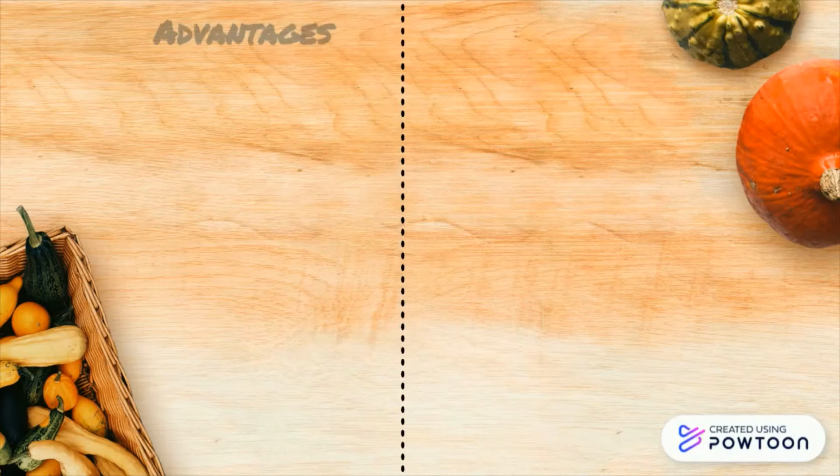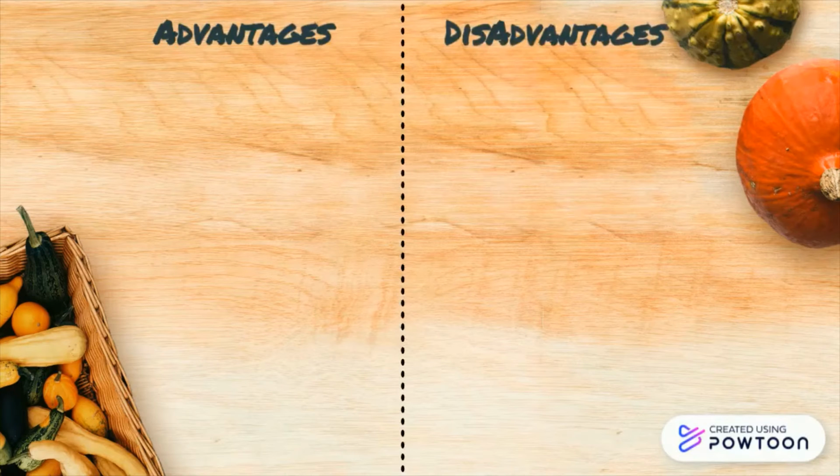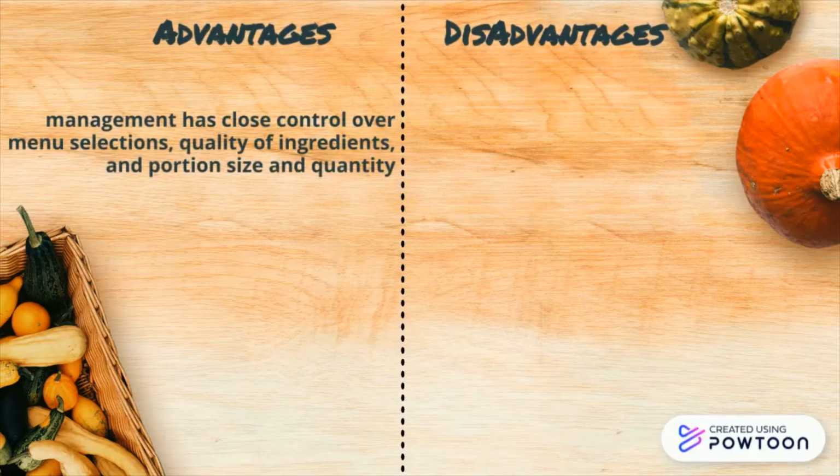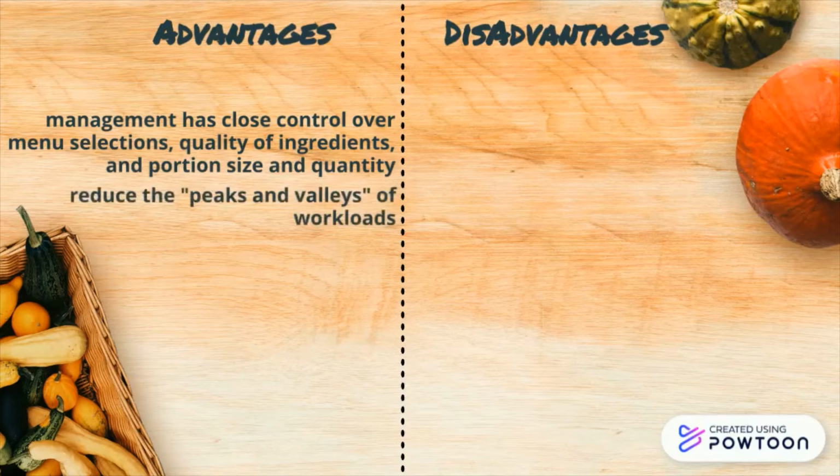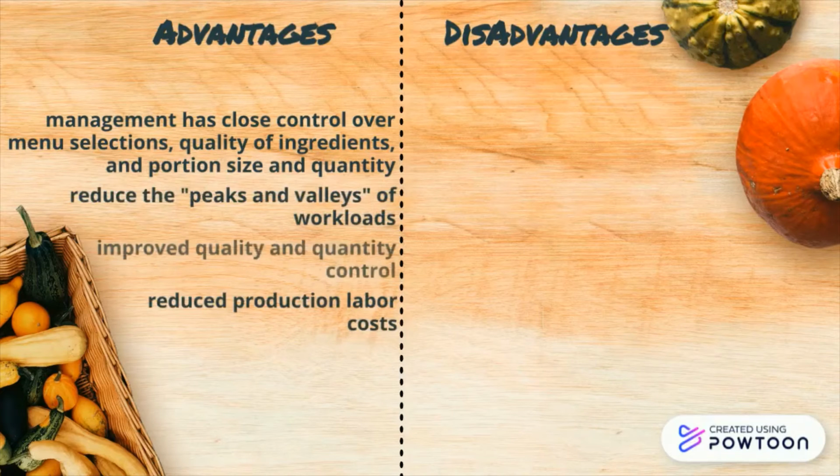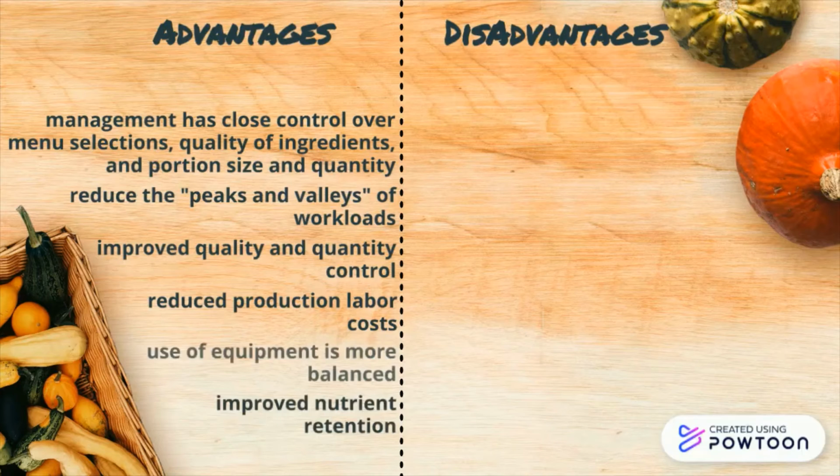Let us now discuss the advantages and disadvantages of this system. For the advantages, management has close control over menu selections, quality of ingredients, and portion size and quantity. Peaks and valleys of workloads as well as production labor cost is reduced. Quality and quantity control and nutrient retention is improved, and use of equipment is more balanced.